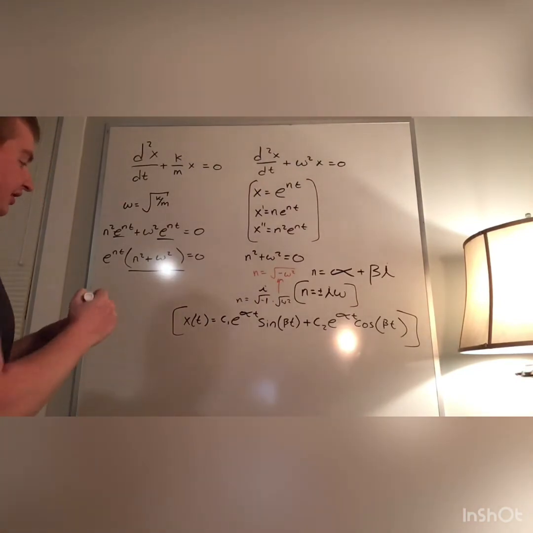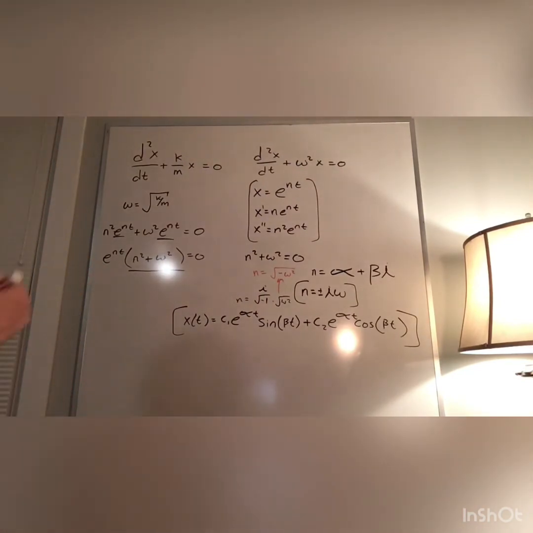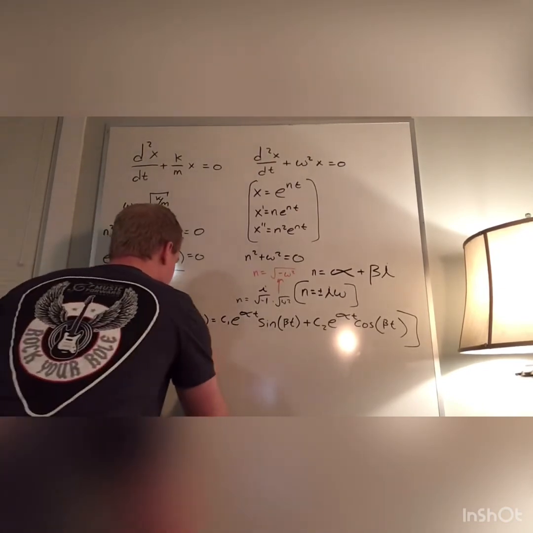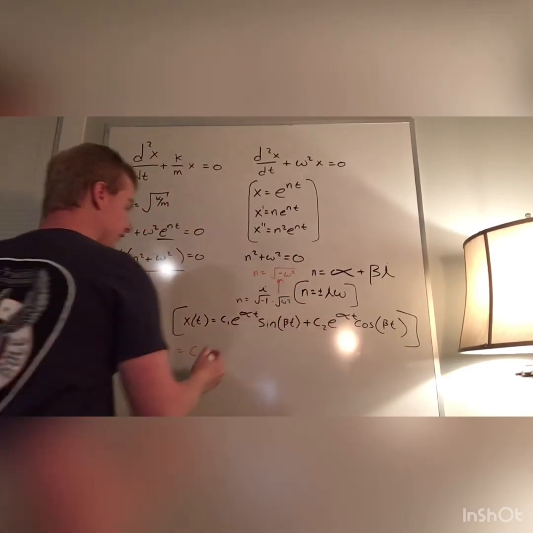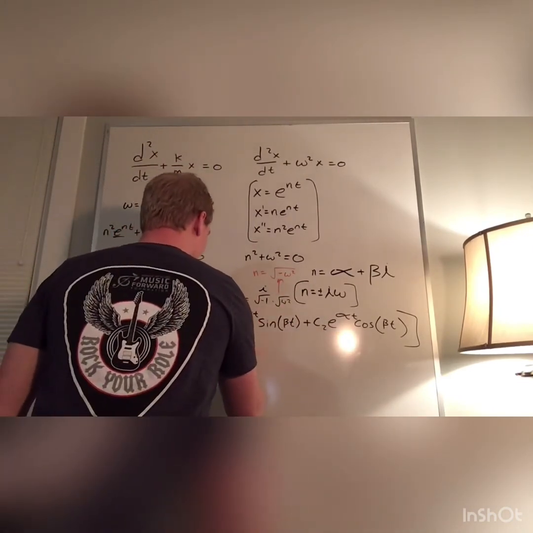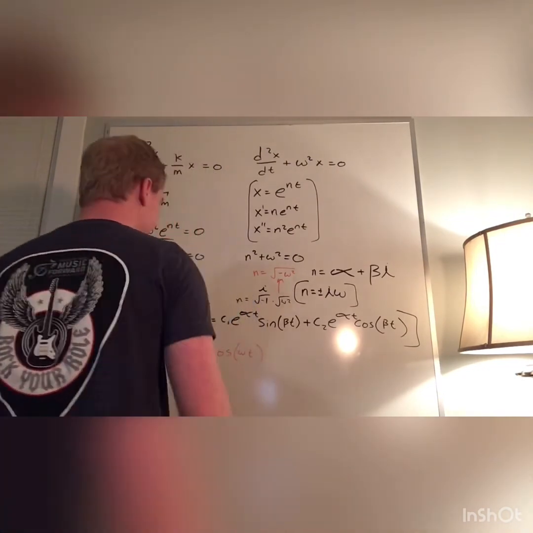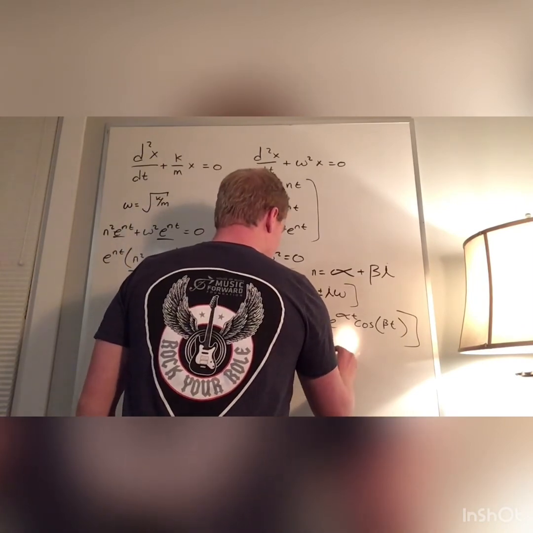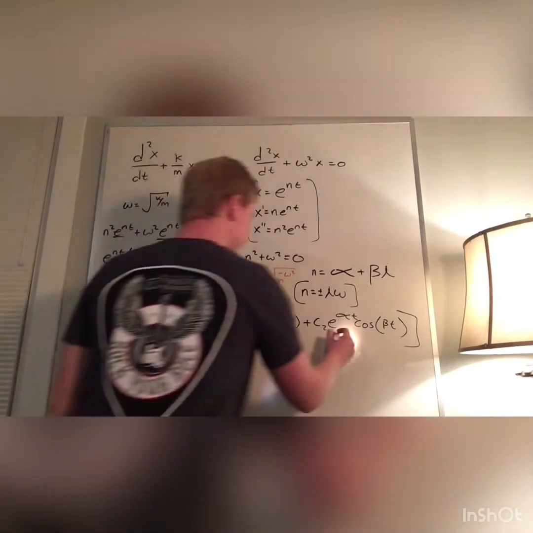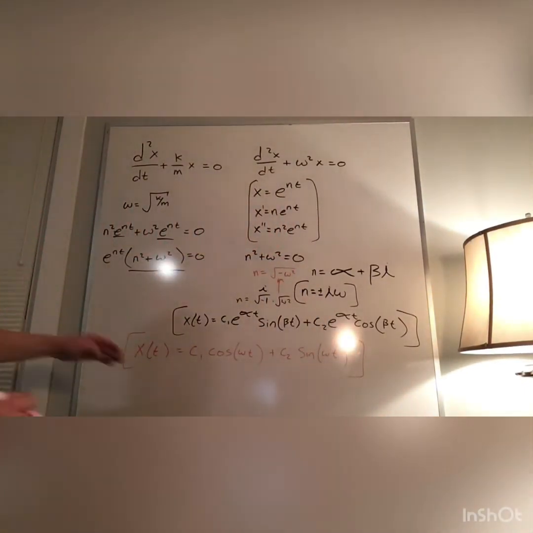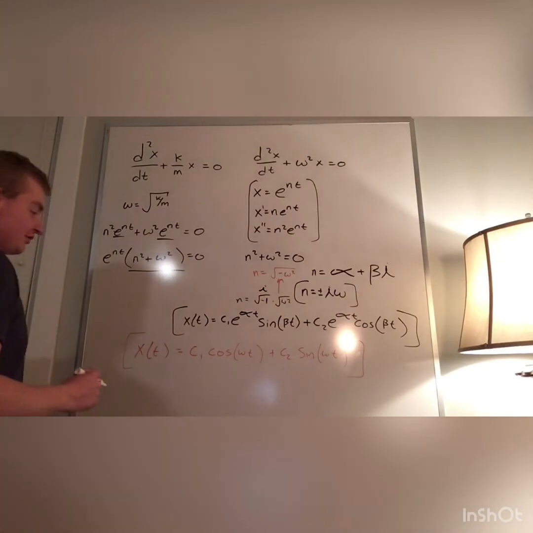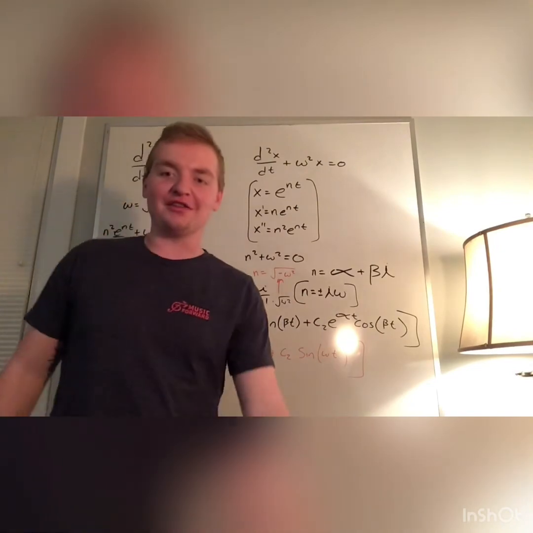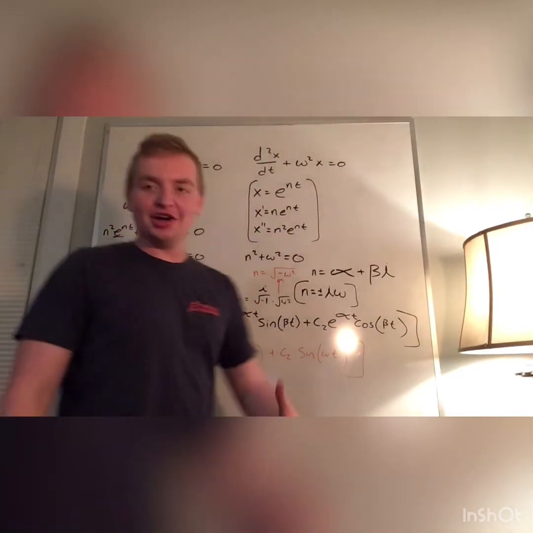So by doing this, our general solution to the equation is x of t is equal to c1, I'll put the cosine first for no particular reason, cosine of omega t plus c2 times the sine of omega t. Okay, and you can see here we have just derived the general solution to the harmonic motion that we are trying to describe.